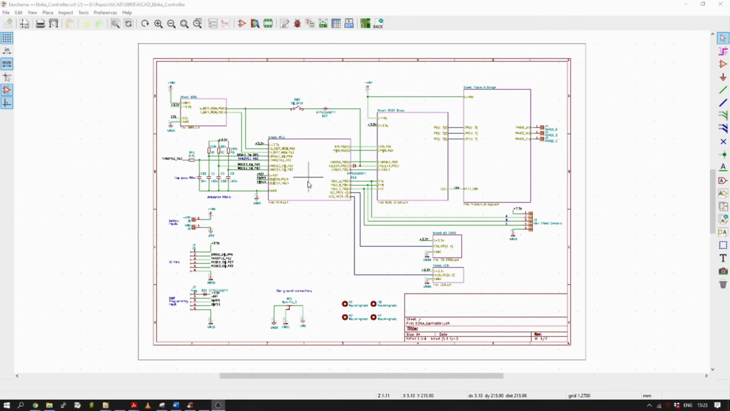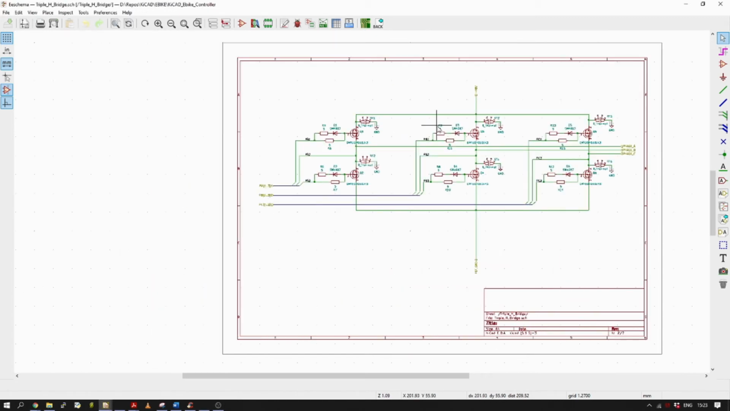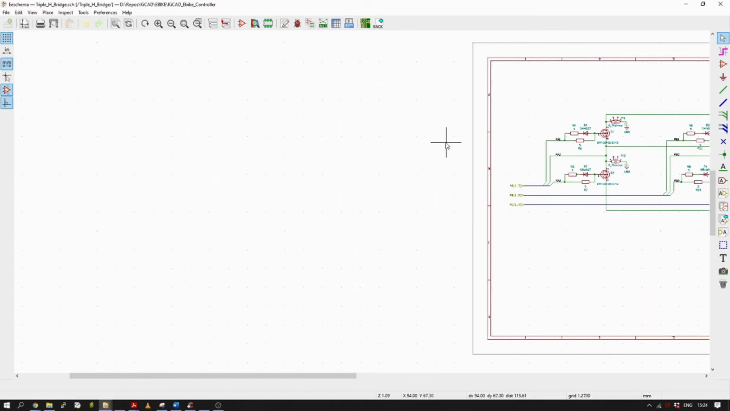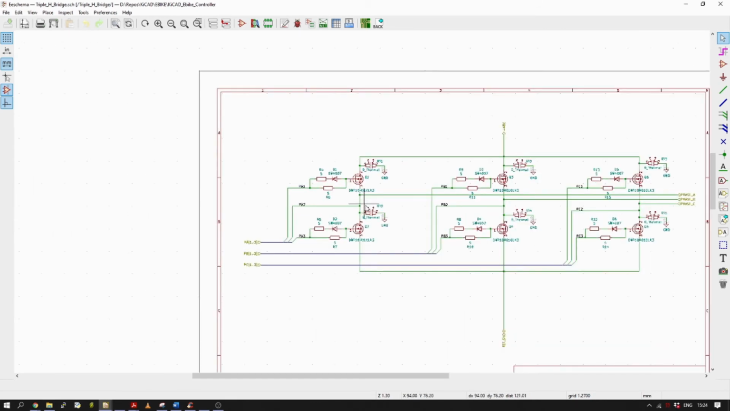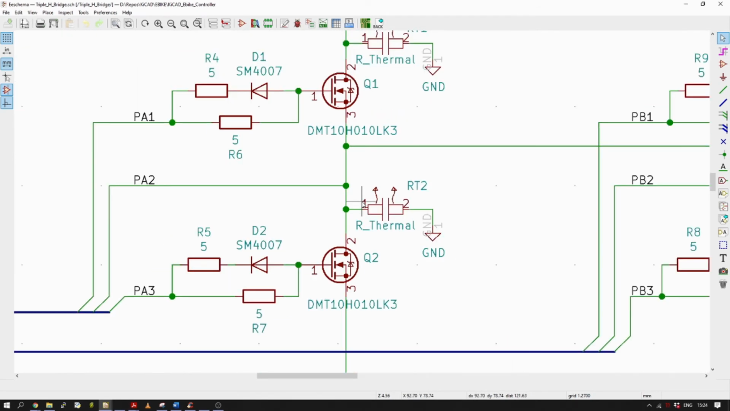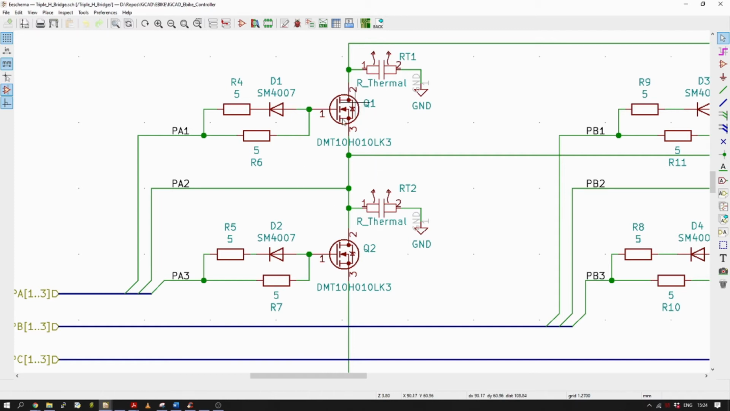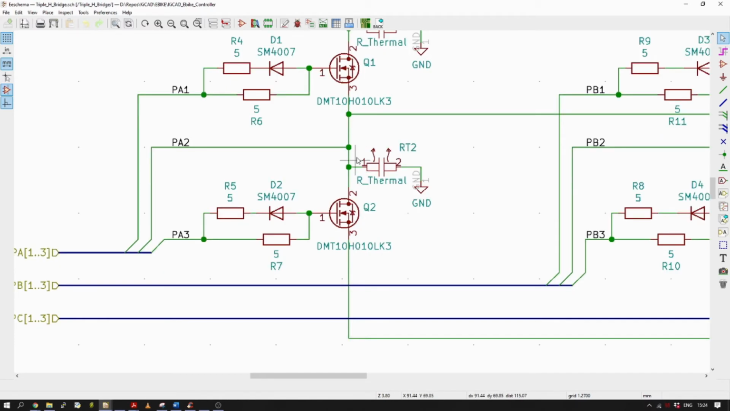So this is a three-phase inverter. It's actually for driving brushless DC motors for an e-bike. I won't really go into too much of what we've got here, but if we look inside this point here, we've got a section that we looked at. So this is like a half H bridge driver.